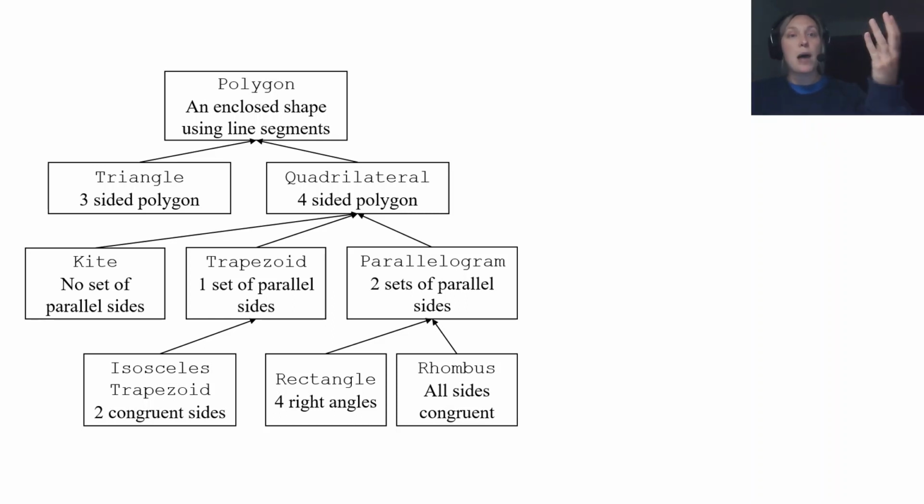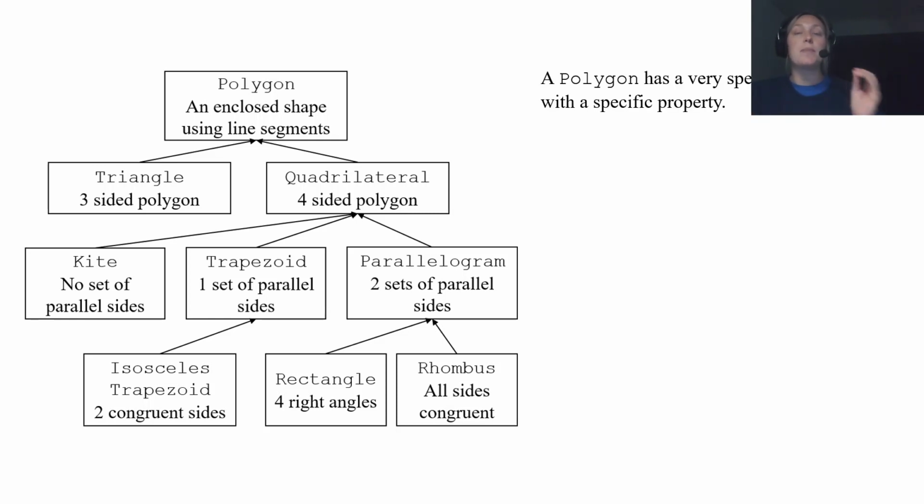You can see at the top we have a polygon, and a polygon has a very specific definition with a very specific property. A polygon is an enclosed shape using line segments. So anything can be classified as a polygon as long as it follows that specific definition, right? An enclosed shape using line segments. Two examples of polygons from there are a triangle and a quadrilateral. A triangle is a polygon. A quadrilateral is a polygon.